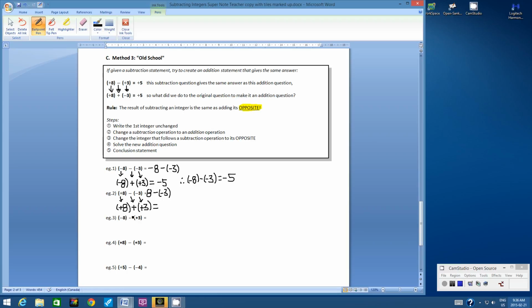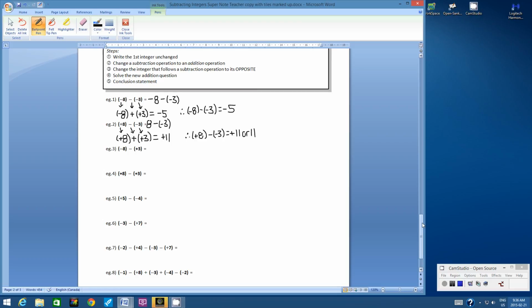Solve the new addition statement. Positive 8 plus positive 3, 8 positive tiles, we add it to 3 positive tiles equals positive 11. Therefore, positive 8 subtract negative 3 equals positive 11, or in standard form, 11.